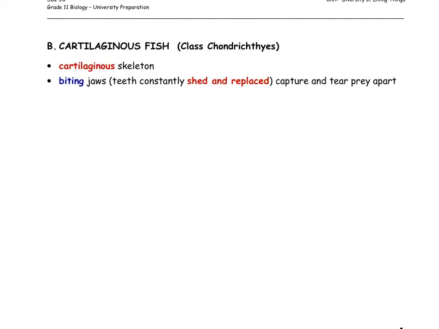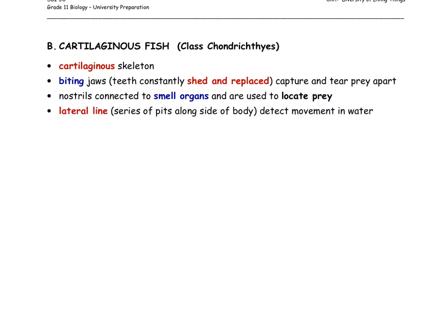All right, so next. So the nostrils are connected to these smell organs, and they will use those smell organs to locate prey. They also use electromagnetism as well. They have these lateral lines, these pits along the side of their body that will allow them to detect movement in water.